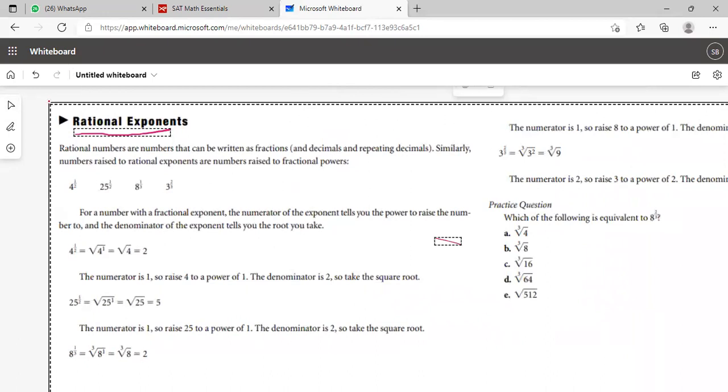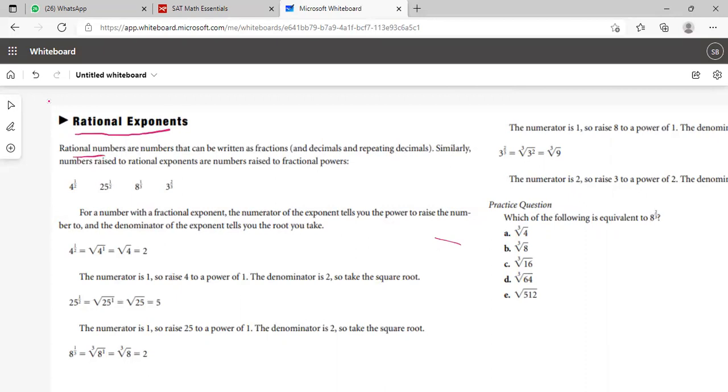Okay. So rational numbers are numbers that can be written as fractions, decimals, repeating decimals. We have discussed this. Similarly, numbers raised to a rational exponent are numbers raised to fractional powers. Okay. When we say rational exponents, it would be basically a number with a power that is a fraction. A number with a fraction as a power, okay? 8 to the 1 by 3. 8 is the base, 1 by 3 is an exponent. Since this 1 by 3 is a fraction, so it is a rational exponent, okay? First, you need to know what a rational exponent is, right? Okay.